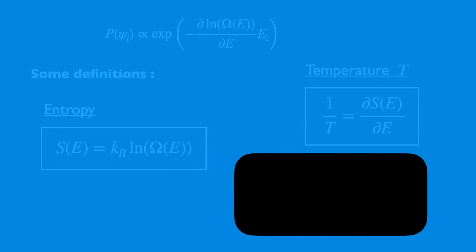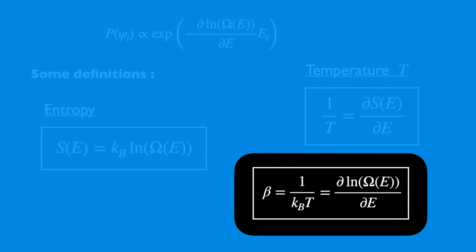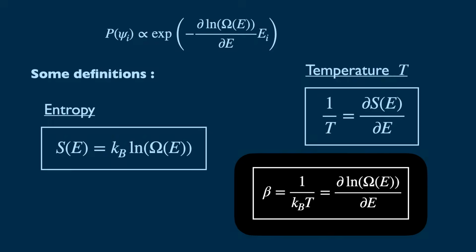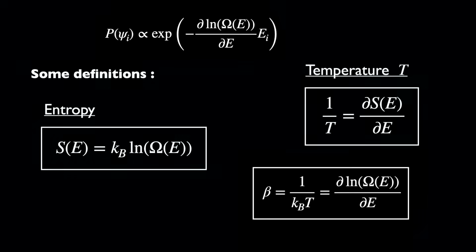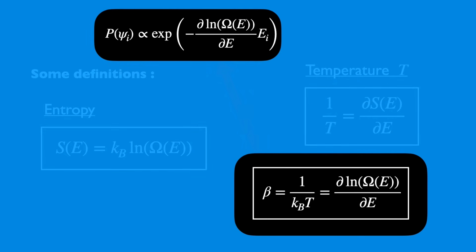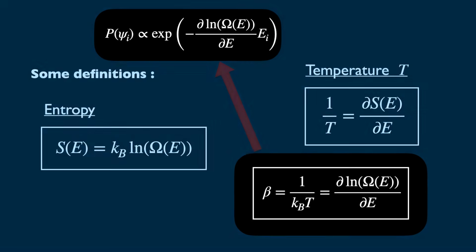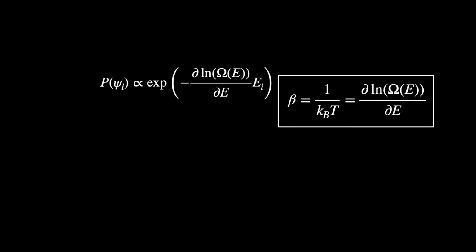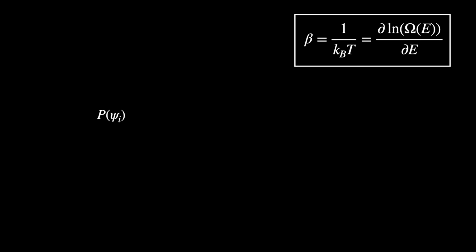Next, we introduce the standard notation beta, which is equal to 1 over kBT and is also equal to d log omega over dE. We then substitute beta into the expression for the probability of state psi I, and get P of psi I is proportional to e to the power of minus beta EI.